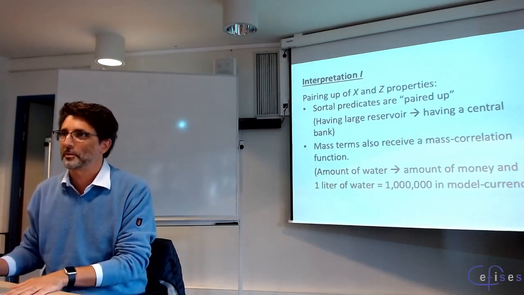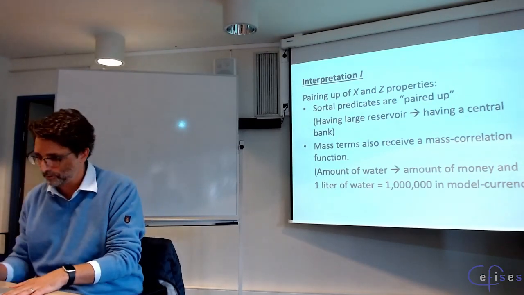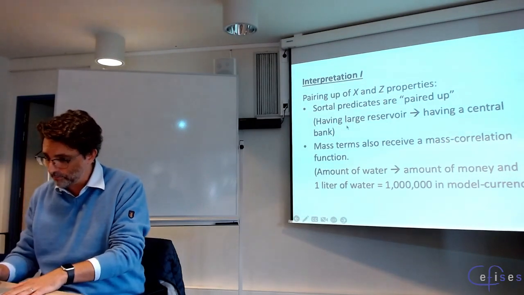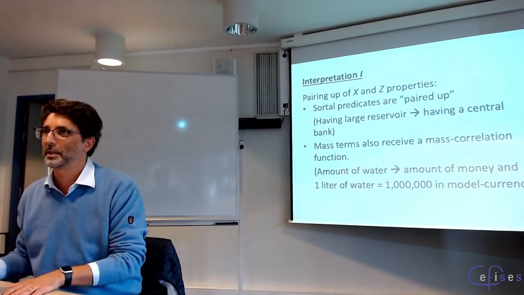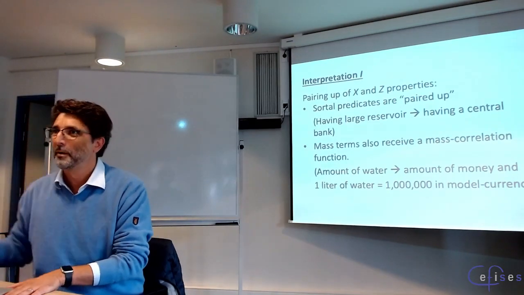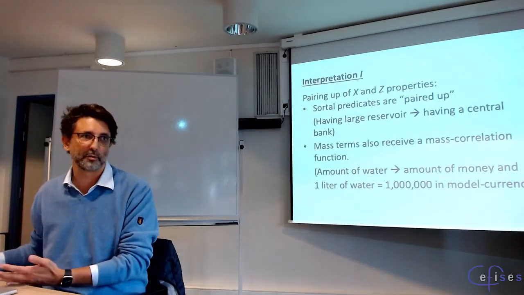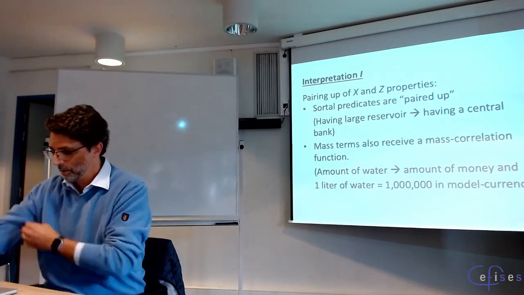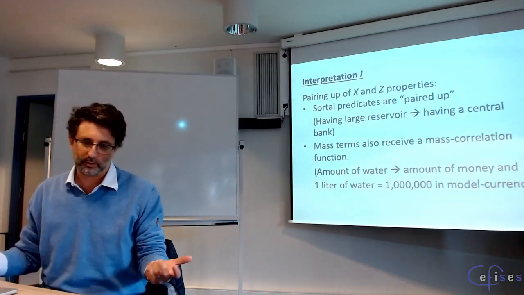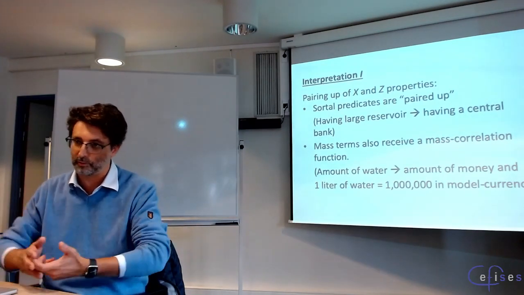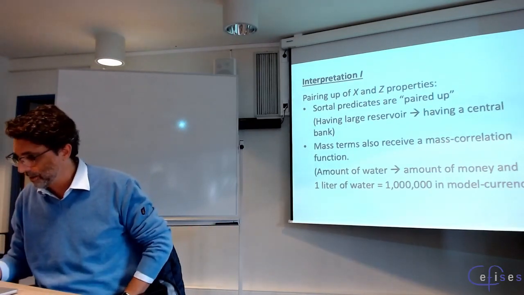or having a foreign sector is paired up with having a certain part on the right-hand side of the machine. And then mass terms are also equipped with a mass correlation function. There was a lot of talk of money, and whenever there was money at stake, he pointed to water. And so the amount of water is correlated with the amount of money. You can just say 1 liter of money corresponds to 1 million of the model currency, whatever you want to say here. So that's effectively what you do, and that then allows you to say that in a given time interval, for instance, 5 million of the model currency flowed through a certain bank.